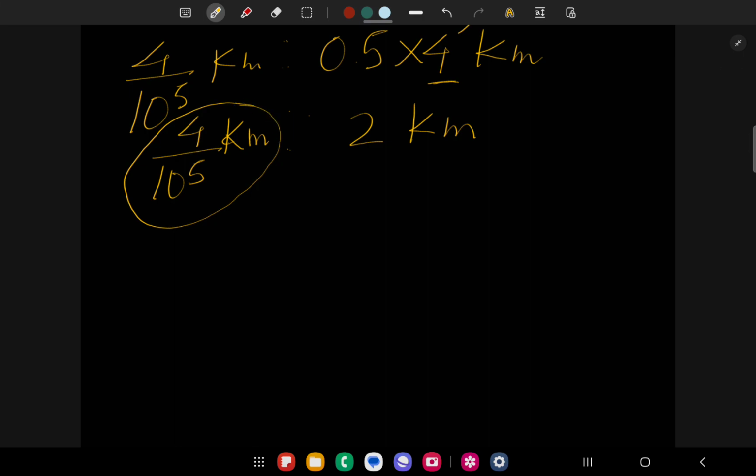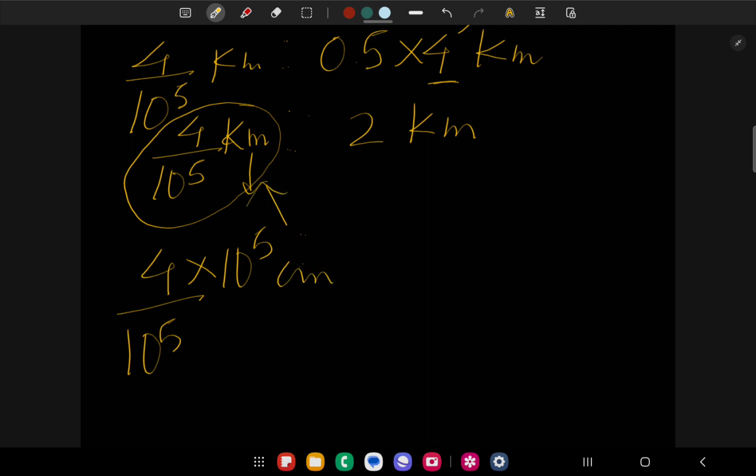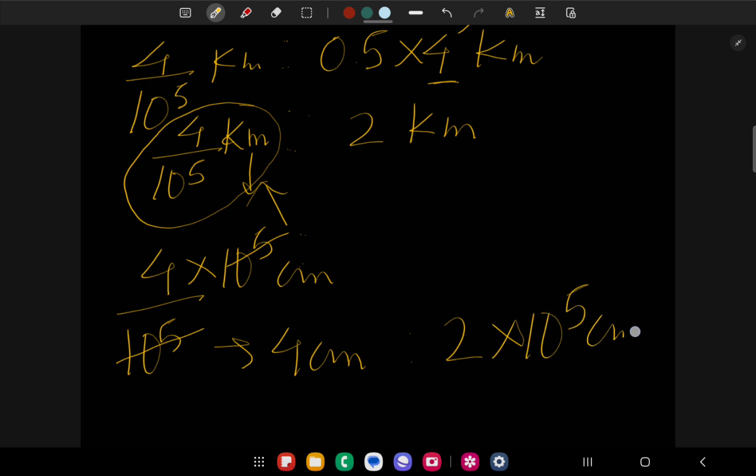Usually on a map we express units in terms of meter or centimeter. So let's find it out in centimeter. Simple, like this: multiply with 10 to the power 5, it will give you centimeter. All right, the unit conversion cancels out, and what did you get? 4 centimeter is to 2 into 10 to the power 5 centimeter.